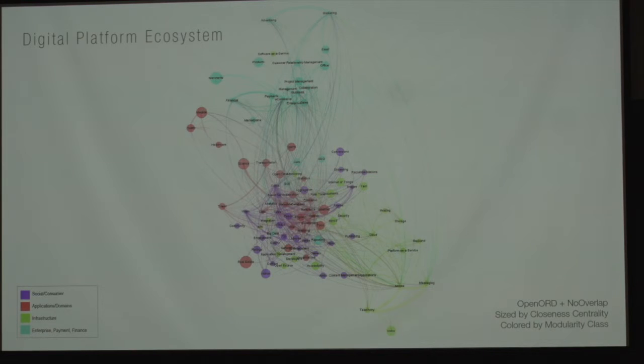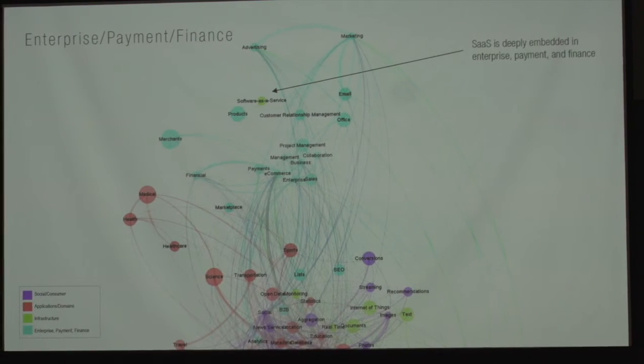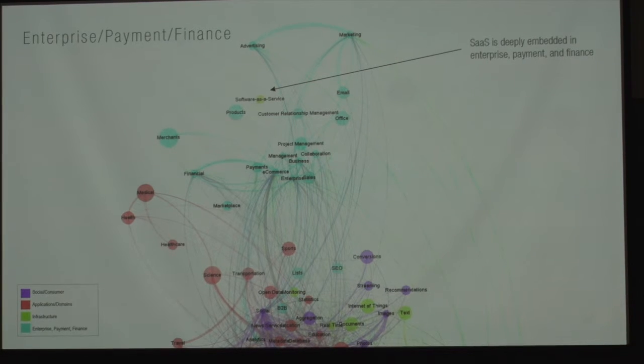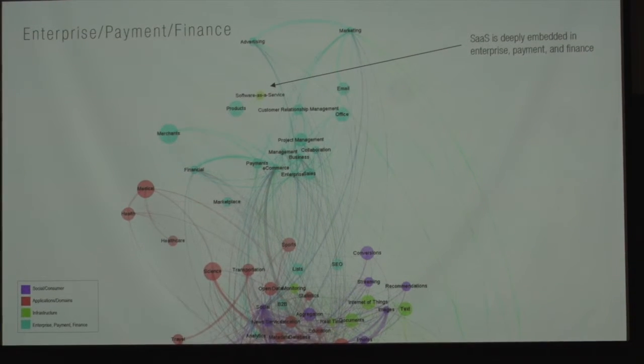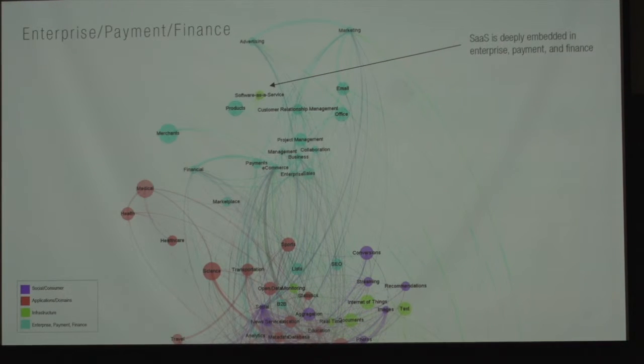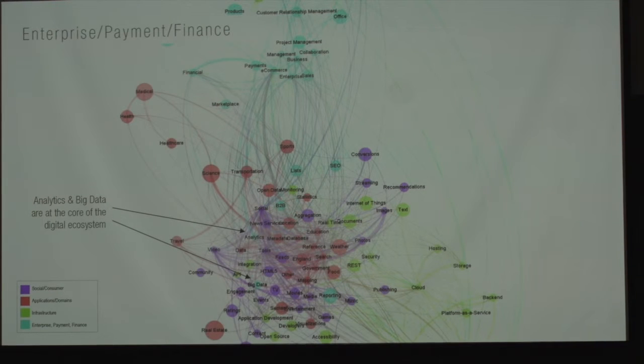And within all of that, there are lots of APIs. But what's very interesting, if you look at the enterprise, payment and finance cluster, software as a service is deeply embedded in that particular piece. It's showing you that actually the pieces that were maybe infrastructure are pulled into different parts of the API ecosystem. What we're also seeing is analytics and big data are at the core of the digital ecosystem and all embedded versus applications, consumer, and enterprise.